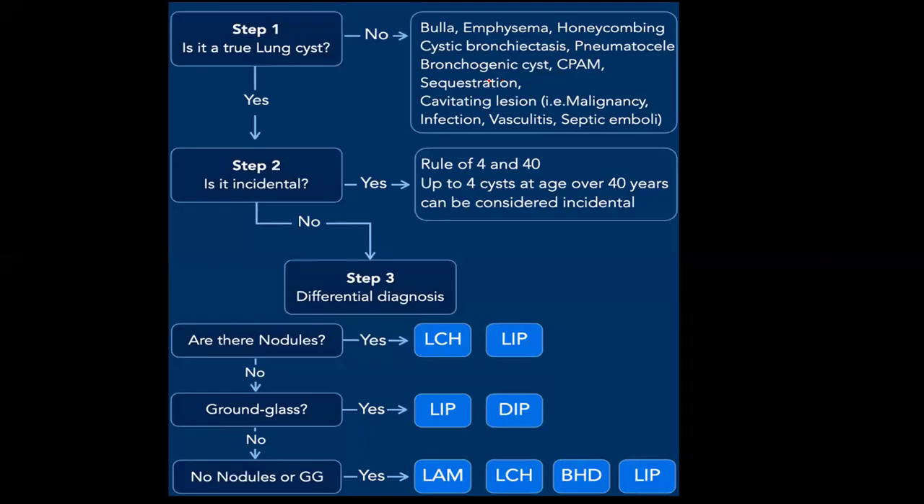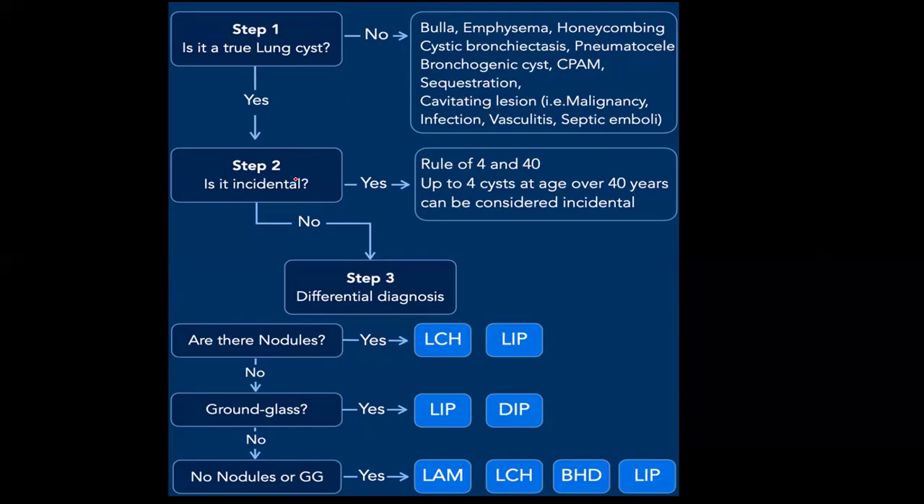And some other less likely differentials are bronchogenic cyst, CCAM, sequestration, cavitary lesions, infection, vasculitis, and septic emboli. You have to memorize all these things, right? So they are again a great mimicker. Now, if you are sure that these are cysts, then go to the next step and classify whether the cysts are fewer than 4 or more than 4.